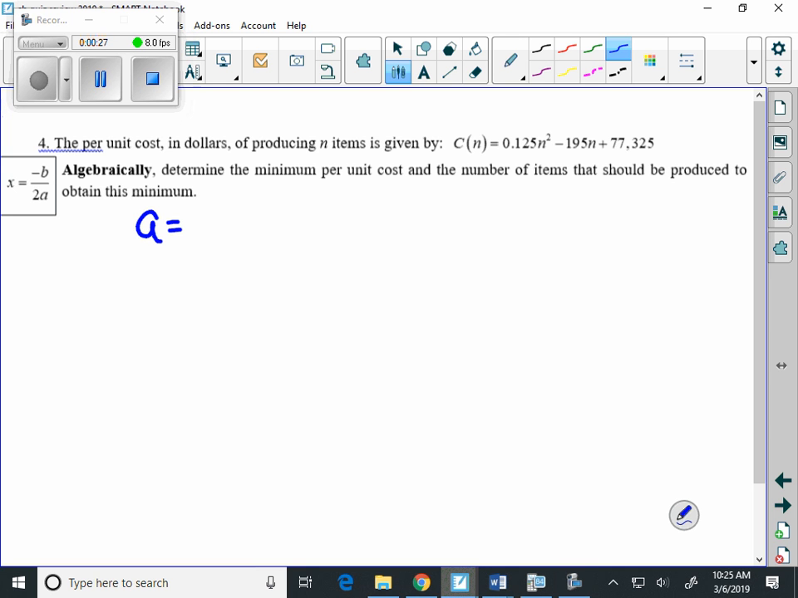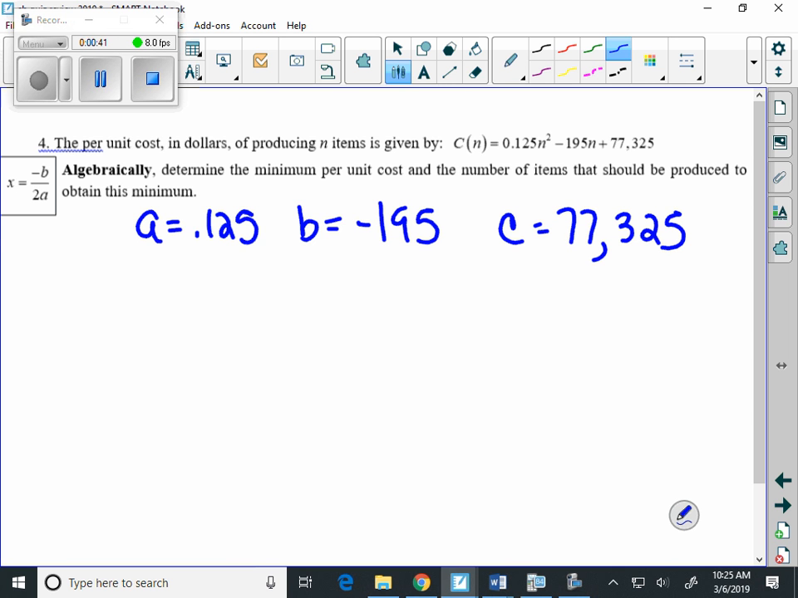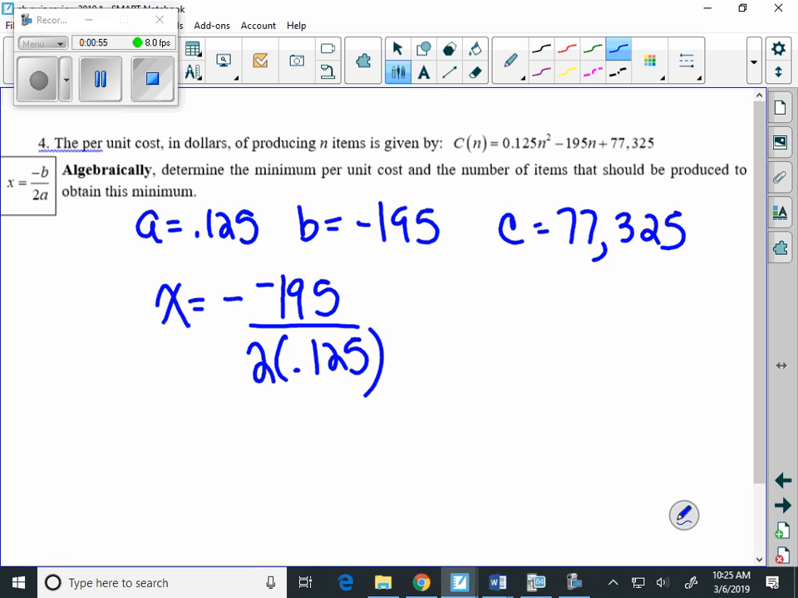What we know is that a is 0.125, b is negative 195, and c is 77,325. And we don't even need the c on this one. We type it in. X equals the opposite of negative 195, there's the b, over 2 times 0.125. If you have a fraction button, I recommend that you use it. I'm not going to use it because not everybody has it. And one other thing that I want to point out is a negative and a negative gives us a positive.